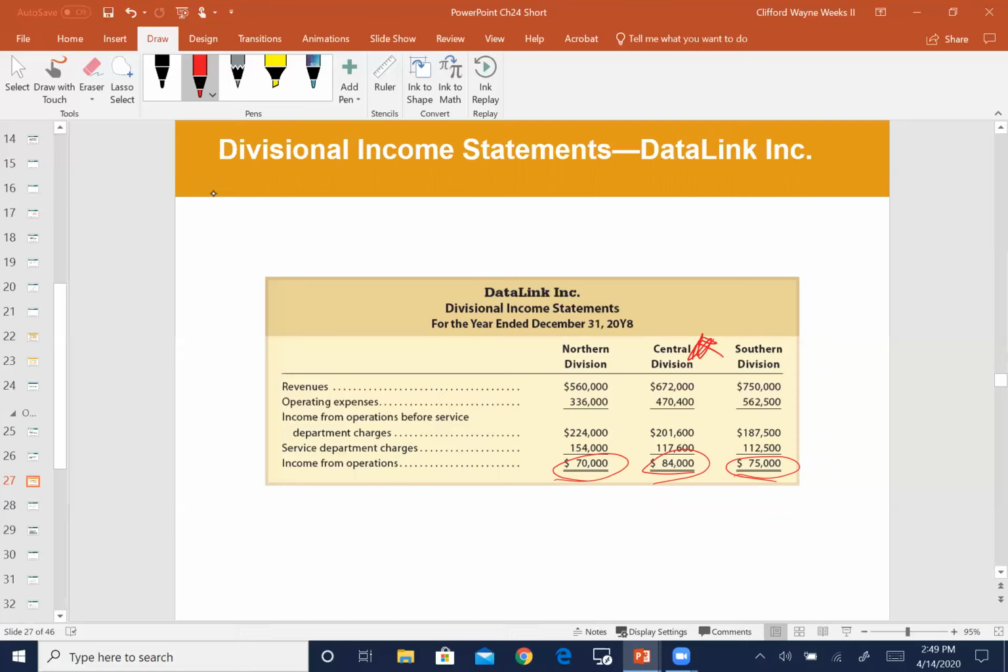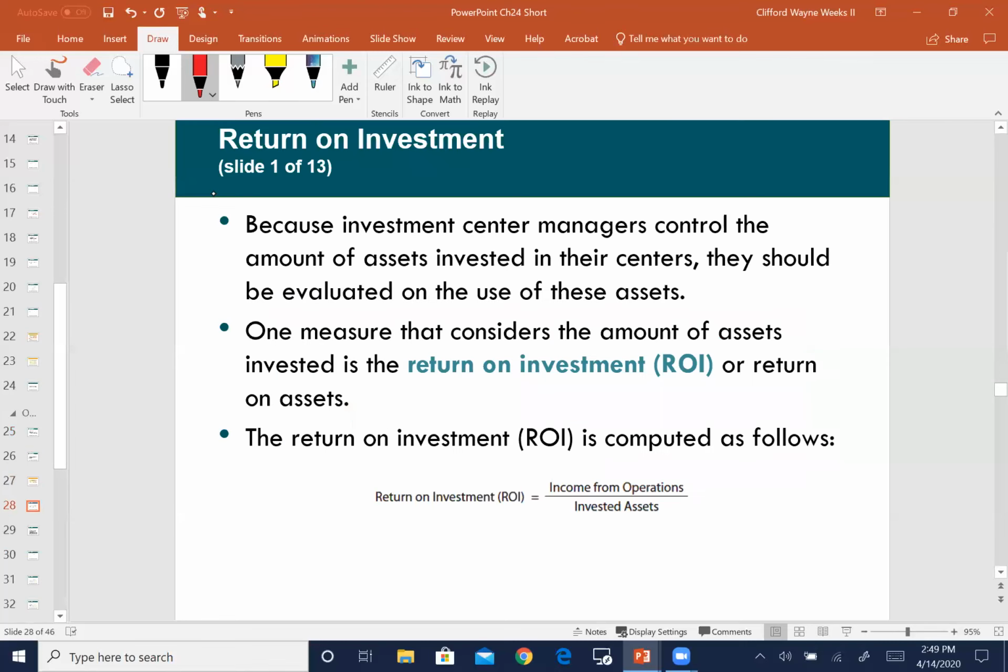However, if you look a little bit deeper, this is only an income statement thing. We didn't take into account the balance sheet at all. Because on the balance sheet, it's going to show us the assets that each one of these divisions had. And if you've ever heard the term "to whom much is given, much is required," that's kind of what we're going to be looking at here.